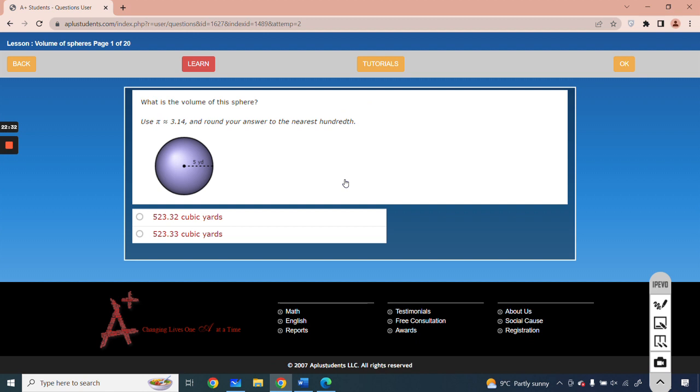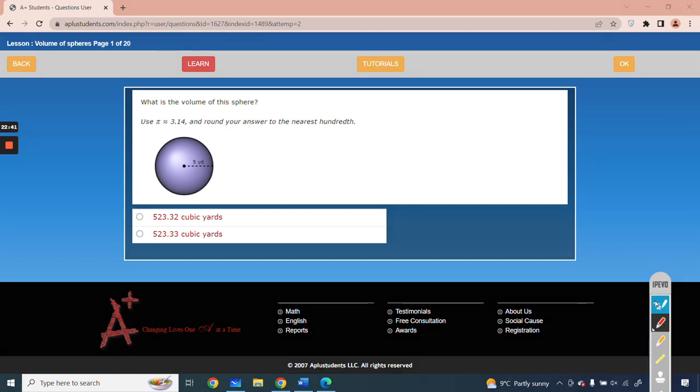Okay, let's start with the first example. What is the volume of the sphere? So for the volume, you have to use the formula, that is V equals 4 by 3 pi r cube. Just put up all the values. It would be 4 by 3, pi is 3.14, and r has the value 5 yards. Got it? So just calculate the values using calculator.